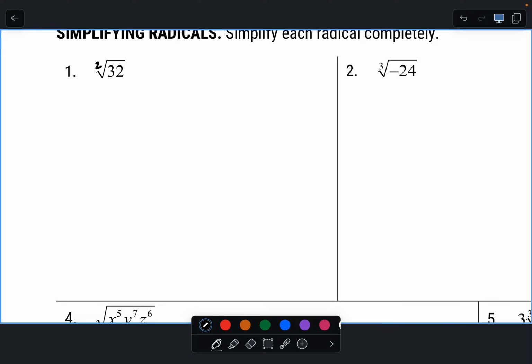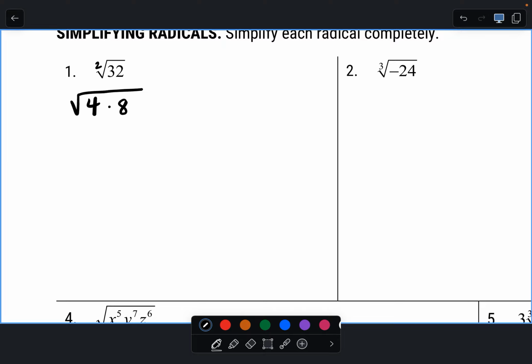So kind of ignoring the negative for now, is there a factor of 24 that is a perfect cube? Look at your list of perfect cubes at the top. Which one of those numbers is a factor of 24? 8, right? We're looking at the cubes, not the squares. So we're going to have the cube root, and you can put this into pieces. I'm going to write this as -1 times 8 times 3, because -1 times 8 times 3 is -24, correct? So then we split it up.